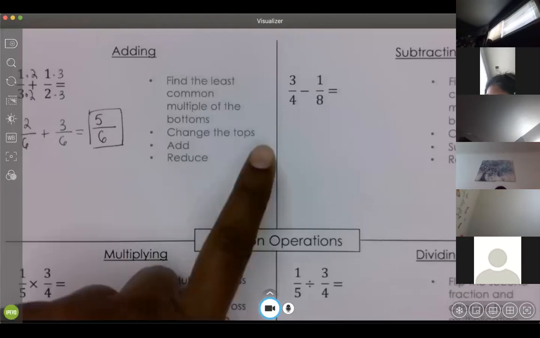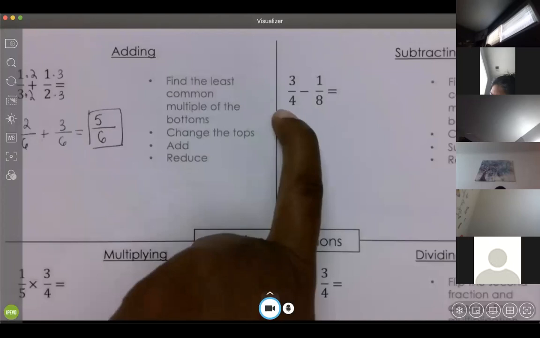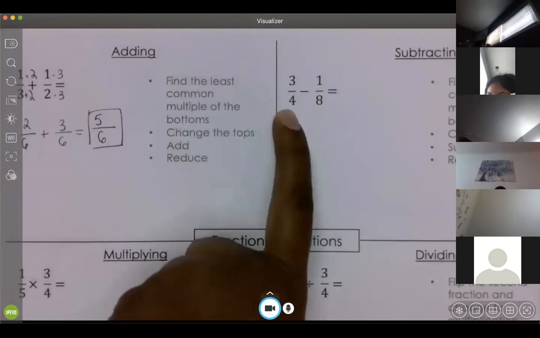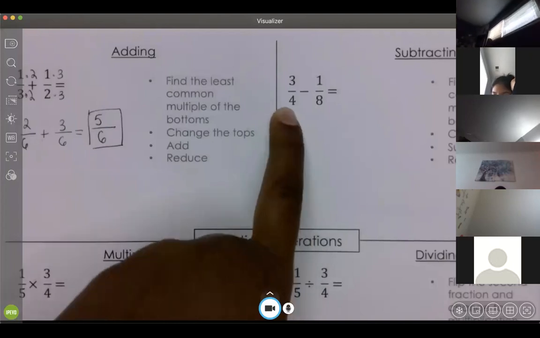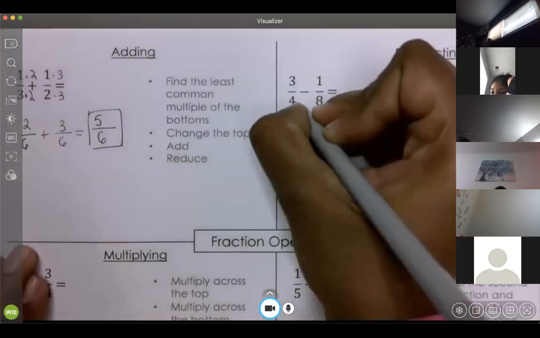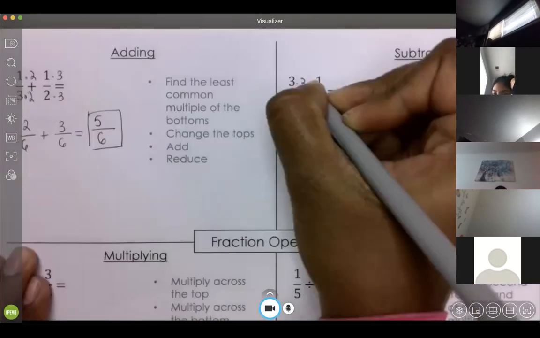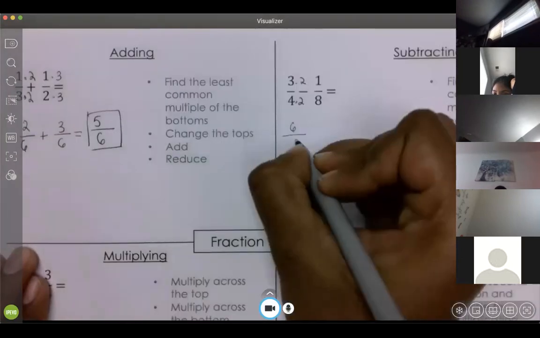All right, so this fraction already has a denominator of 8, so you don't need to worry about that, but you do need to change the denominator from 4 to 8. So what can I multiply 4 by to get to 8? What do you think, Nancy? 2. So if you multiply the denominator by 2, you have to remember to multiply the numerator by 2. So 3 times 2 is 6. 4 times 2 is 8.